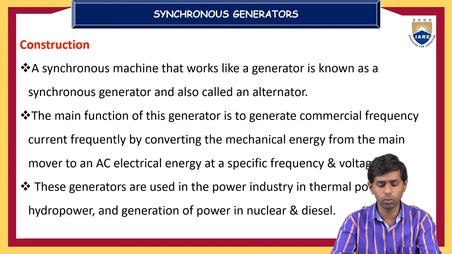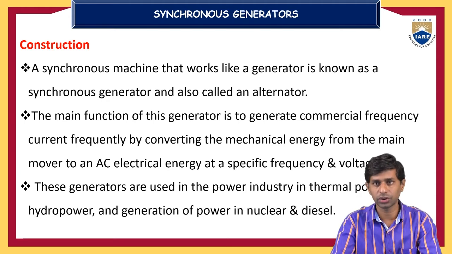And that generated voltage will be supplied to the industries, domestic as well as industrial and agricultural needs. These generators are generally used in the power industry, where power can be generated either in thermal stations, hydel stations, nuclear or diesel plants. Whatever the type of the power plant it is, the alternator is the basic element here.